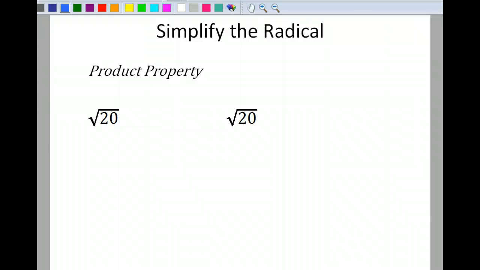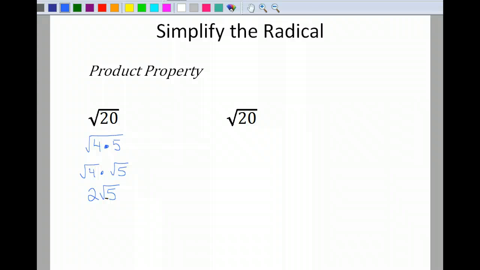Okay, we're going to be using the product property to simplify the square root of 20. I'm going to show you two different ways to do it. Now I want to think of some factors of 20 that I can multiply together, and hopefully one of them I can take the square root of. Now this one's pretty simple because I can think of something off the top of my head. Square root of 20 is the same thing as the square root of 4 times 5. So I'm going to rewrite that as the square root of 4 times the square root of 5. What's the square root of 4? Oh, that's 2. So that leaves me with 2 square root of 5.